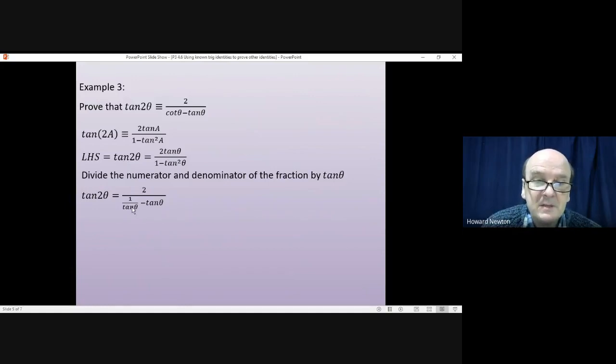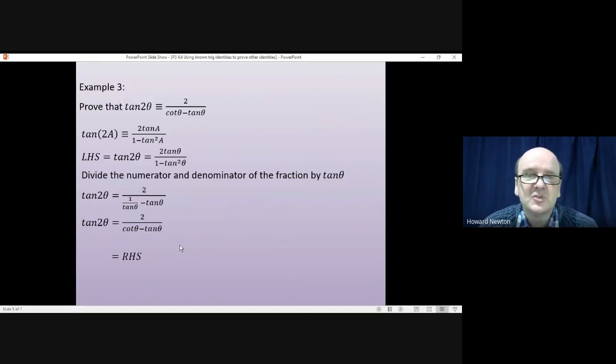1 divided by tan theta is cot theta. So again, all we have to do is change 1 over tan theta into cot theta, and we have arrived at the answer that we want. We've started with the left-hand side, we've manipulated the left-hand side, and we have shown that it equals the right-hand side. That's the question done.